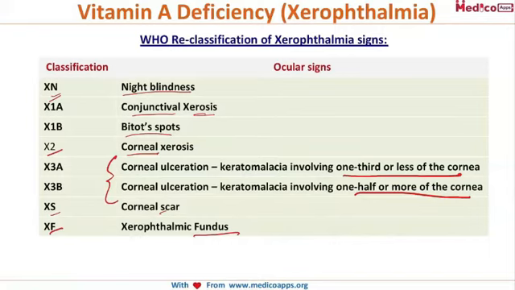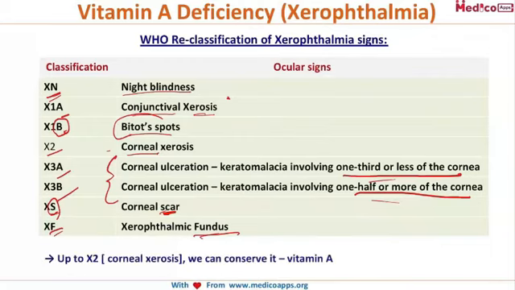Let's have a quick revision. XN, N is for night blindness, X1A is conjunctival xerosis, X1B, B stands for Bitot spots, right? Now X2 is the involvement of cornea, X3A 1/3 or less than that of cornea ulceration, and X3B greater than half of corneal ulceration. XS is for corneal scar, and F stands for xerophthalmic fundus. Now, an important point here is up to the stage of X2, that is up to corneal xerosis, we can conserve the cornea just by giving supplementation of vitamin A. Now let's look at these pictures.